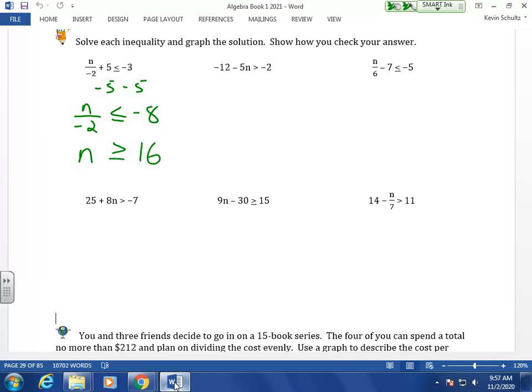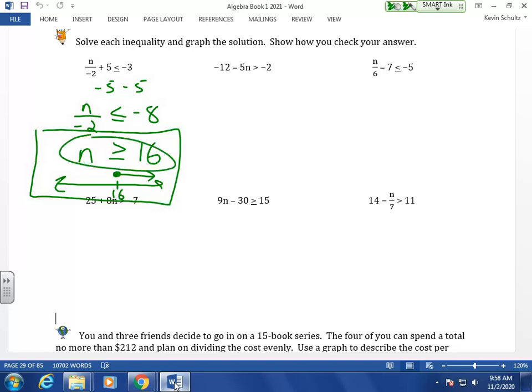So we get n is greater than or equal to 16, and then you need the graph of that, a closed circle at 16 going to the right. This is your solution. You must have all parts of that. Okay, for the test, if you only have the graph, I'm going to take points off because you don't have your solution here. If you only have the solution and don't have the graph, I'm going to take points off for not having the graph. So everything inside that box is what you should have for your solution to an inequality.